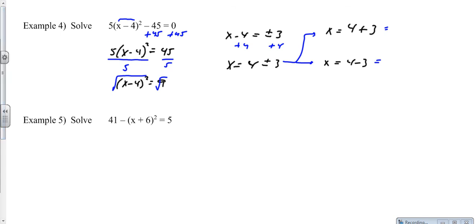So in one particular case, if it was a positive 3, our answer would be 7. If it was a negative 3, we would get 1. And both of these are considered solutions. So two solutions in this case, and they are not the same number, unlike the other ones where it was just a plus minus 3 or a plus minus 4 and whatnot.